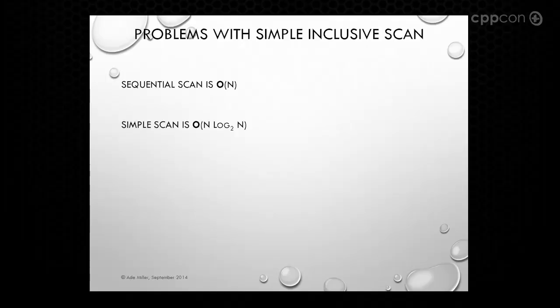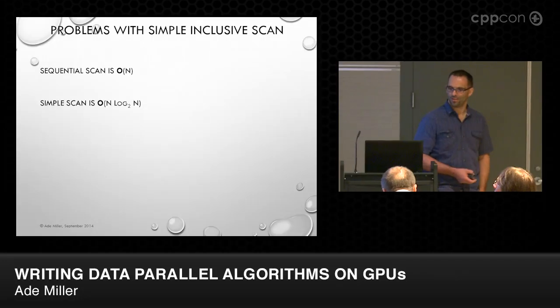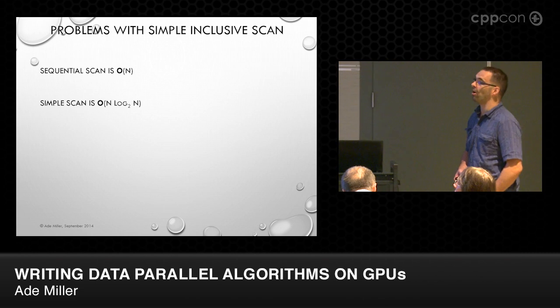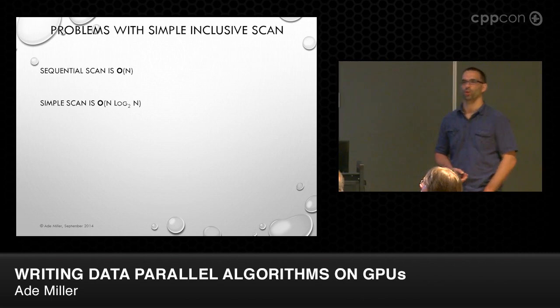So here, this seems good, right? I'm doing lots and lots of work. I don't have a lot of threads hanging around doing nothing. Turns out I have the opposite problem. So sequential scan is order n, right? I just keep adding numbers going through the array. I've just written something that's n log n, which is not as good, really.